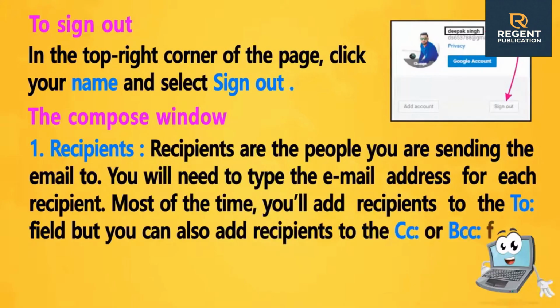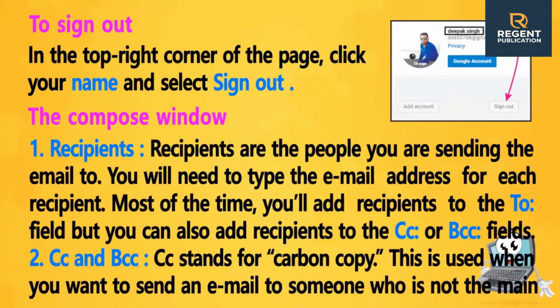The Compose window. Recipients. Recipients are the people you are sending the email to. You will need to type the email address for each recipient. Most of the time, you will add recipients to the To field, but you can also add recipients to the CC or BCC fields.